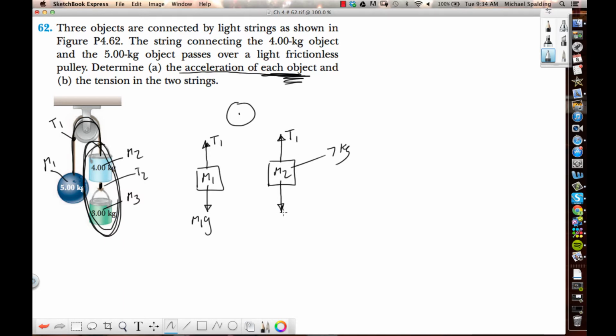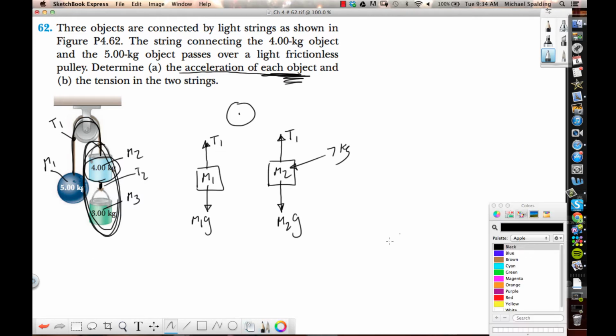Look, I'm just going to plug in. So what is this mass here really? It's 7 kilograms, the 4 plus the 3. So we'll call that M2G. But for this simplification, M2 is not this guy, it's the 7 kilogram, because I've simplified the problem.